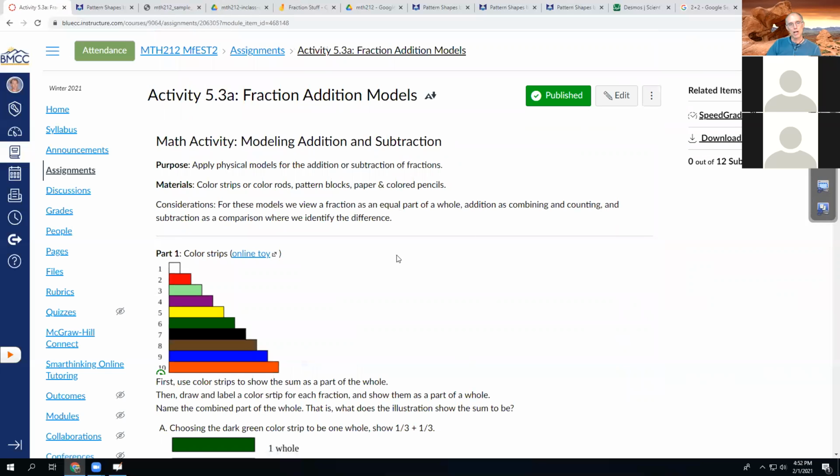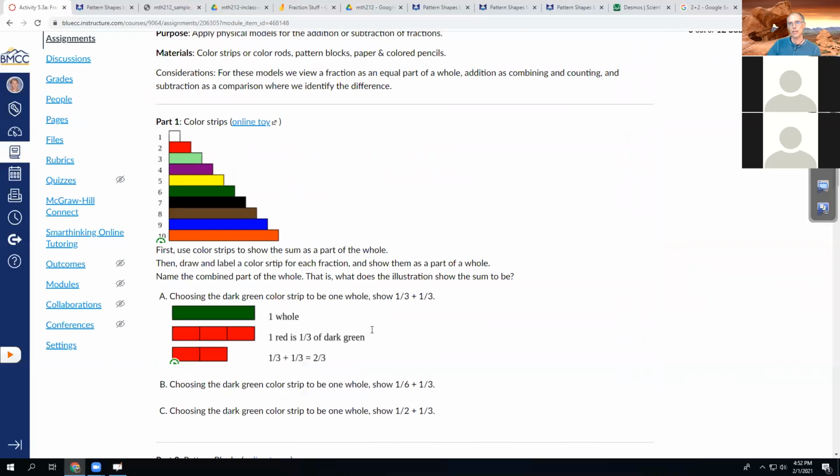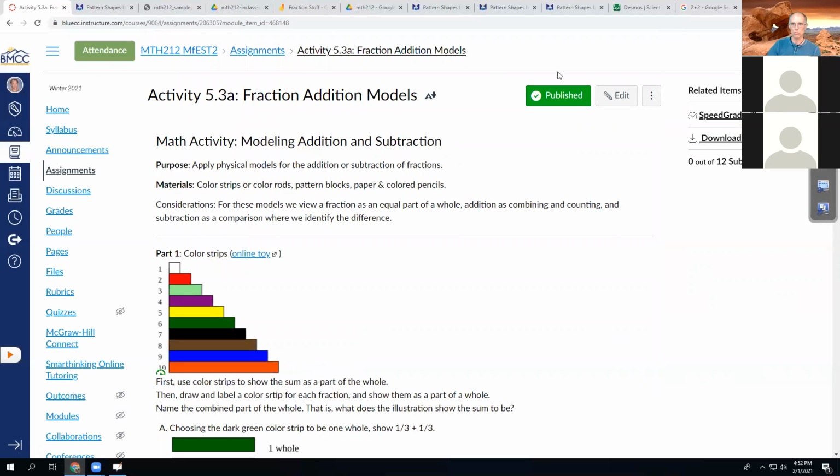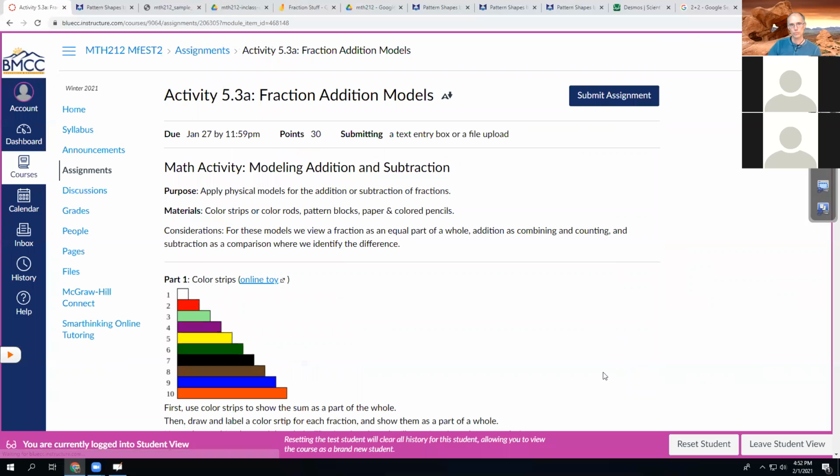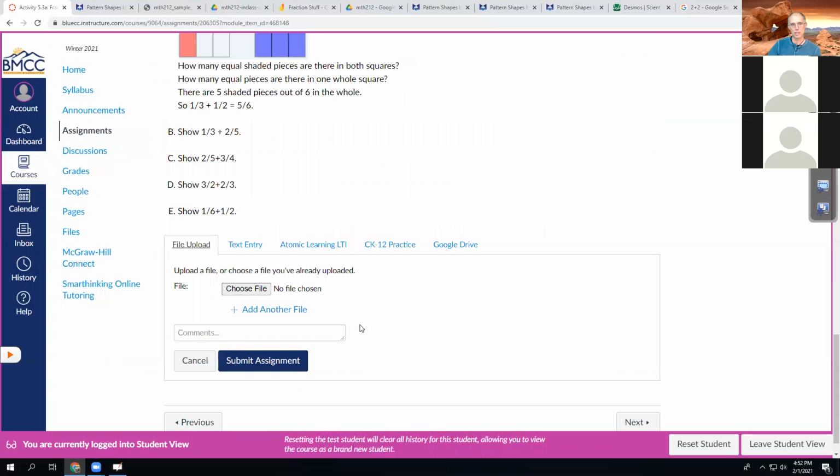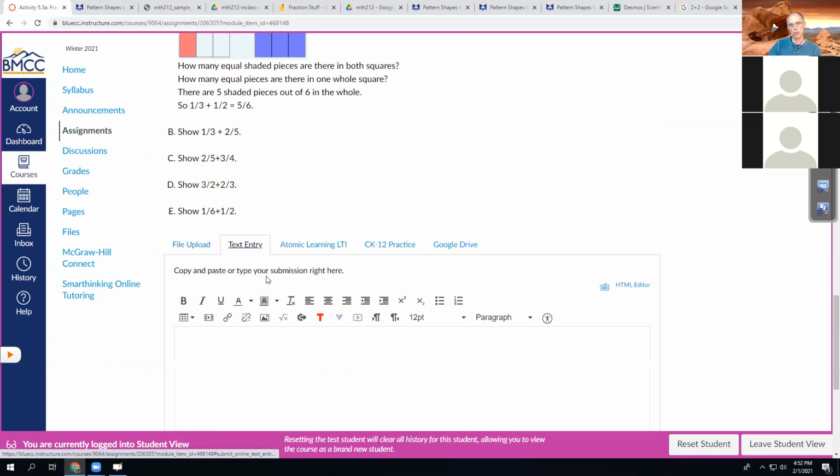So it'll work kind of like the activities, your exam. When you open it up, I'll have a link to the Google Doc, and then there'll be, let's go to student view, where's that? So I'll have a link to the Google Doc on the top of the exam page, and then you can either submit and upload pictures, text entry, you can also put pictures in there.